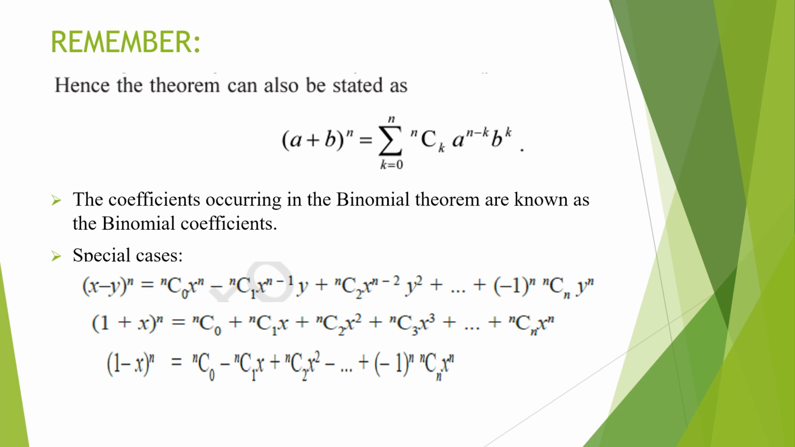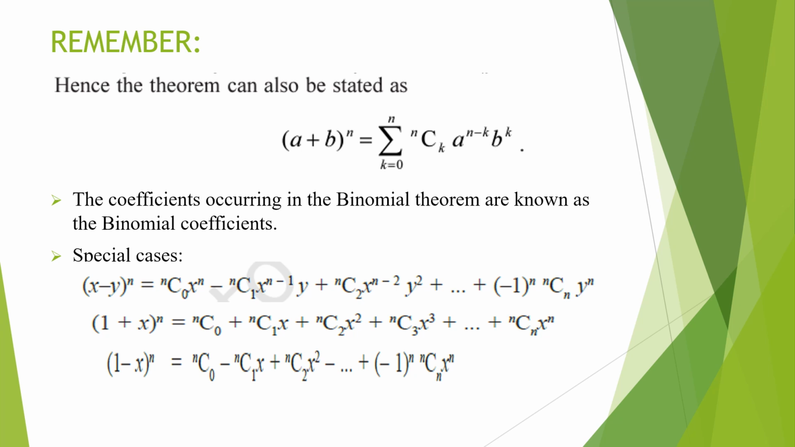First one is (x−y) raised to n, which can be written as nC0 x raised to n minus nC1 x raised to n−1 into y plus nC2 x raised to n−2 into y square and so on, plus minus 1 raised to n nCn y raised to n. That means in short, alternating signs will be there for the (x−y) raised to n type of expansion.